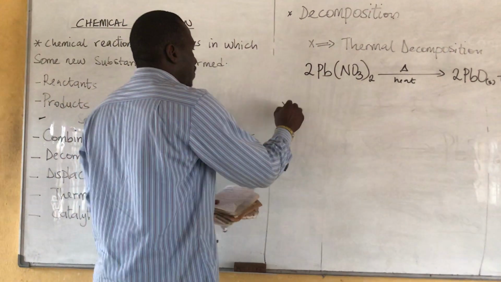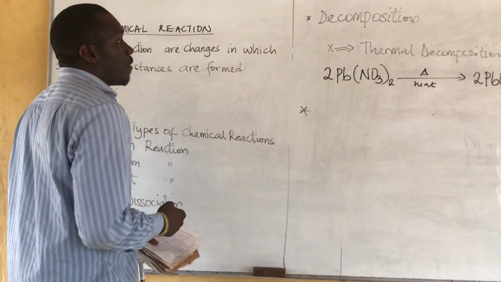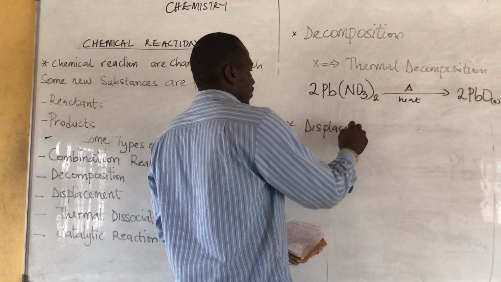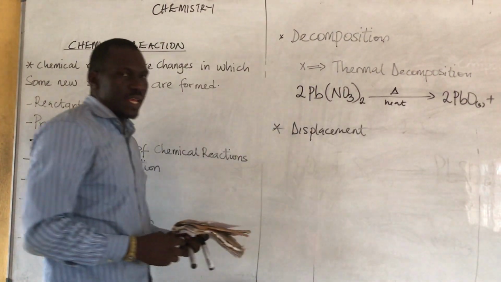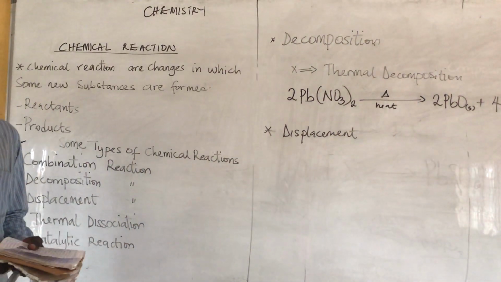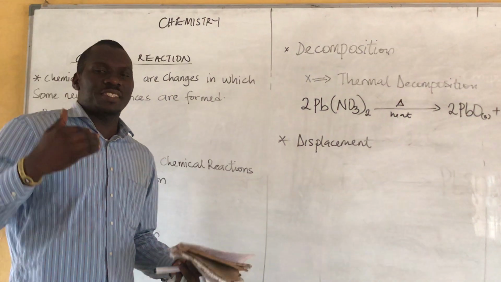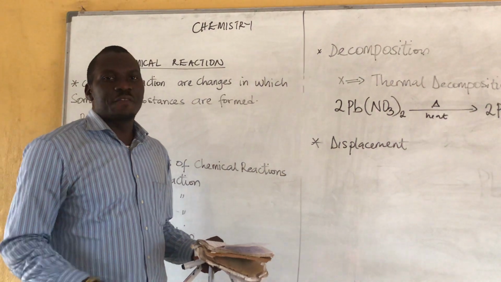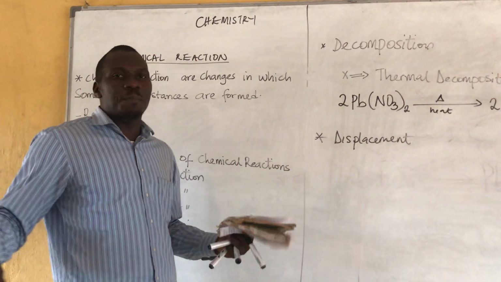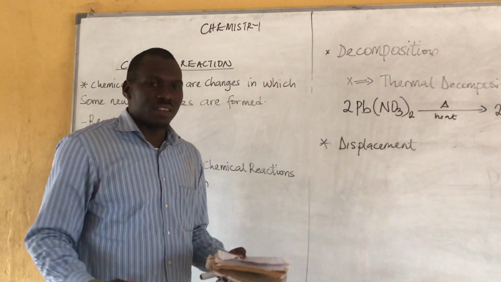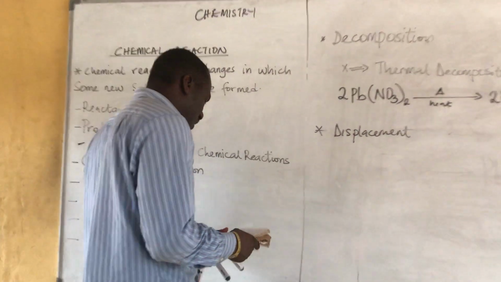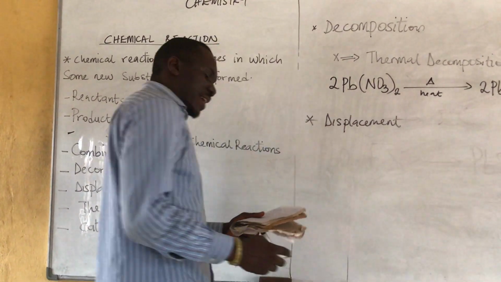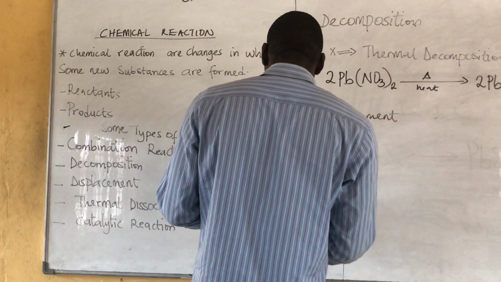We also have displacement reaction. Displacement reaction is another type of reaction. From the word displaced, this is when the metal that is higher in the ECS, that's the electrochemical series, displaces the lower metal from its solution or from its compound. It will replace it from its compound. So it's an exchange of the radicals to form another one.